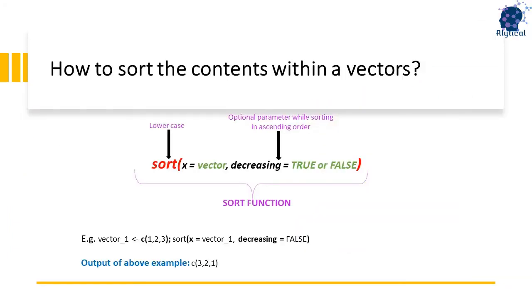We use the sort function to sort a vector in ascending or descending order. The syntax of the sort function takes in 2 parameters. The first parameter is x, which is the vector that needs to be sorted. The next parameter is decreasing, which if set to true sorts the vector in descending order and if left blank or set to false sorts the vector in ascending order. Both the parameters have to be separated by a comma.